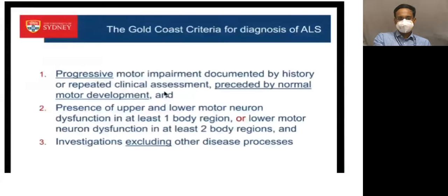So that's the new update which I'd like to tell the PGs going for the exam: there's a new criteria for ALS, the Gold Coast criteria, which came recently in 2020, where they have tried to simplify it. Instead of saying definite, probable, and possible, they have made it yes or no. So if you have a progressive motor impairment and presence of upper and lower motor neuron dysfunction in one body region, or lower motor neuron dysfunction in two body regions, and you've done the relevant investigations like imaging and electrophysiology, and recently excluded other mimics, then that was enough to make a diagnosis of ALS.